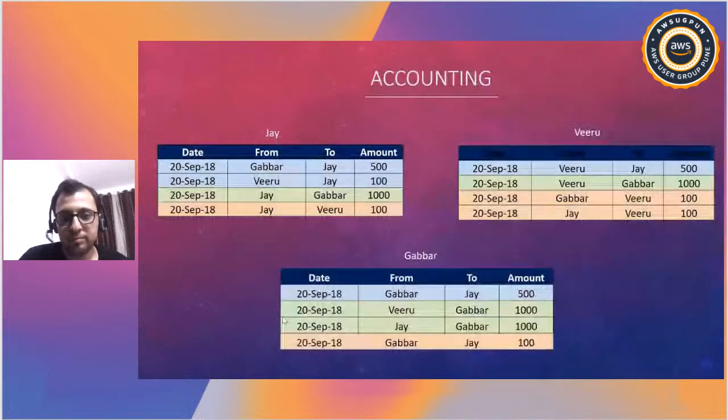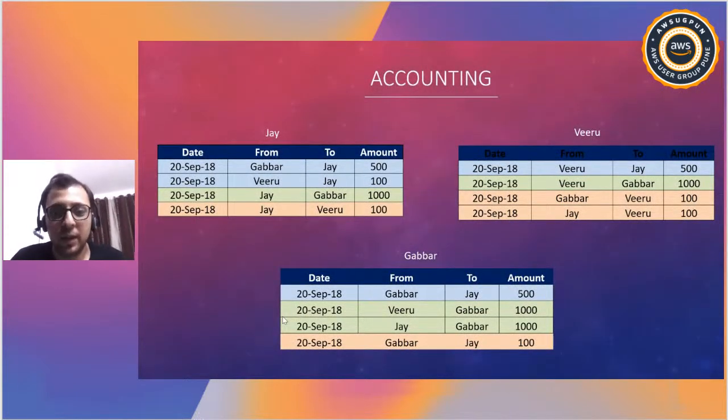Now, how many transactions are happening? There are three transactions, but because Jay, Viru, and Gabbar have each kept a ledger, it's like 1, 2, 3, 4, and 12. So there are 12 transactions done in different systems. Obviously they're separate, but actually the number of transactions between these three people is only three. In every transaction there is a cost associated with it, which means it's a costly affair.